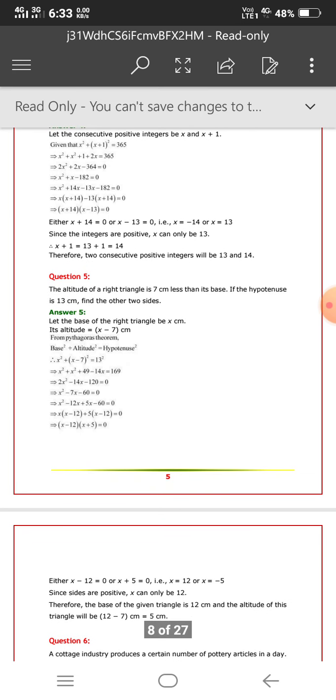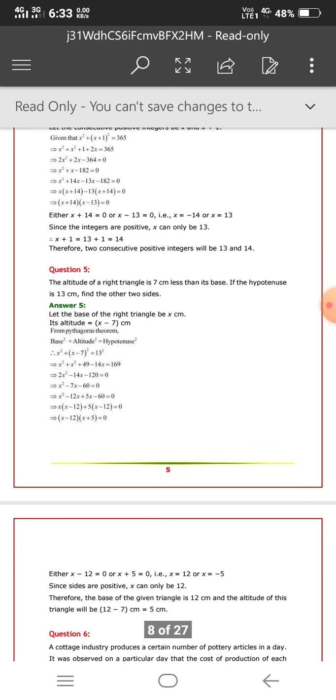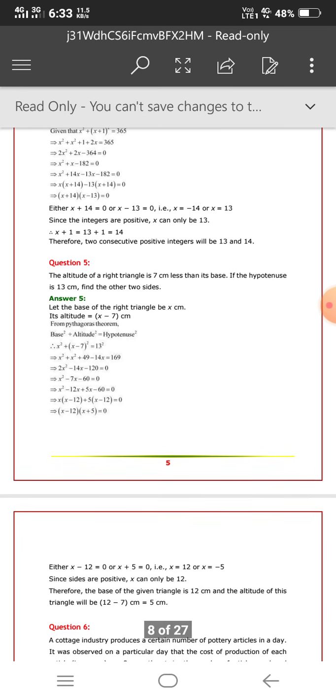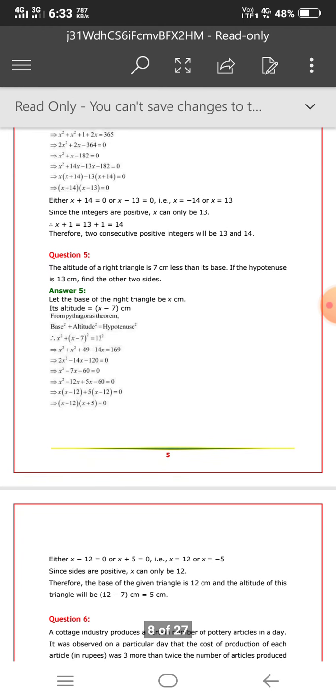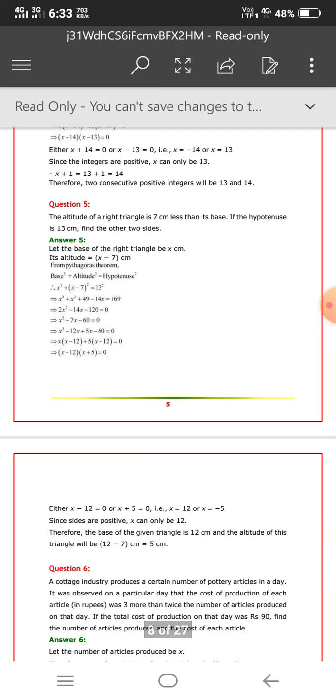Question number 5. Given that the altitude of a right angle triangle is 7 cm less than the base, तो आपको क्या करना होगा, बेस को x सपोज करना होगा, तो एल्टीट्यूड x माइनस 7 हो जाएगा. हाइपोटेन्यूज इज गिवन 13. You have to find the other side. So just you have to apply the Pythagoras theorem. What is Pythagoras? Hypotenuse square equal to perpendicular square plus base square.